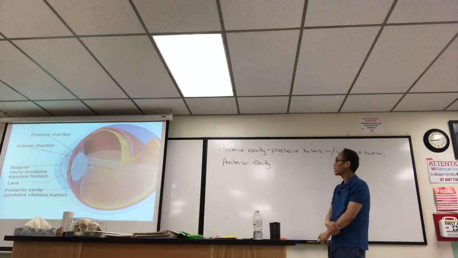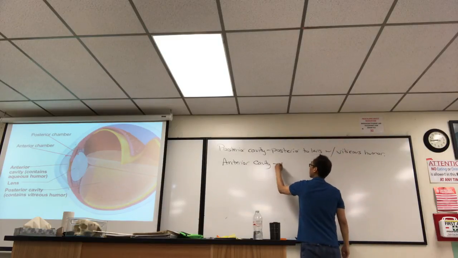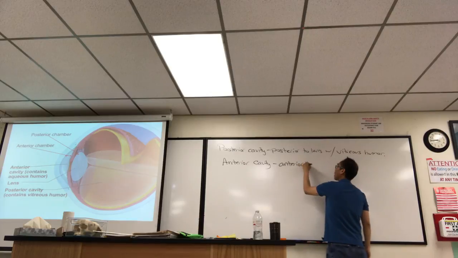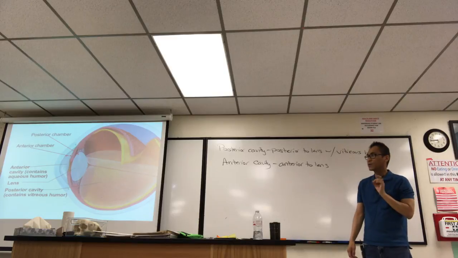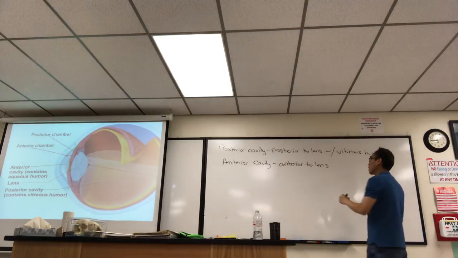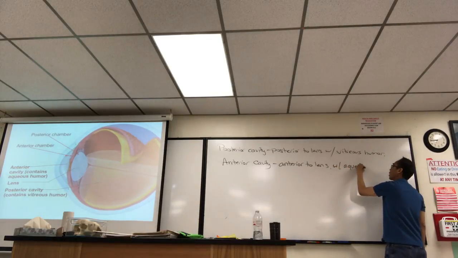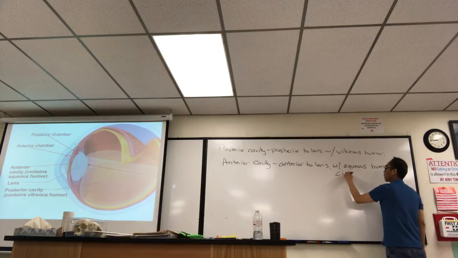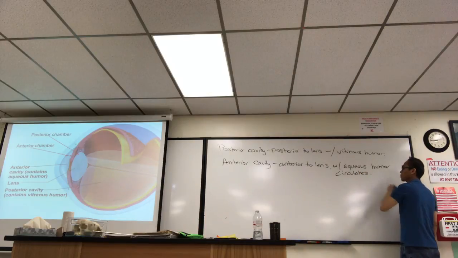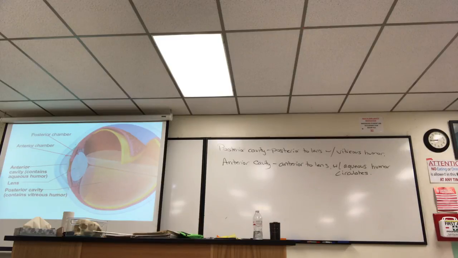Be dressed for dissection. The anterior cavity is basically anterior to the lens. Now, in the anterior cavity, there's an aqueous humor that circulates. The anterior cavity is divided into an anterior and posterior chamber with respect to the iris.